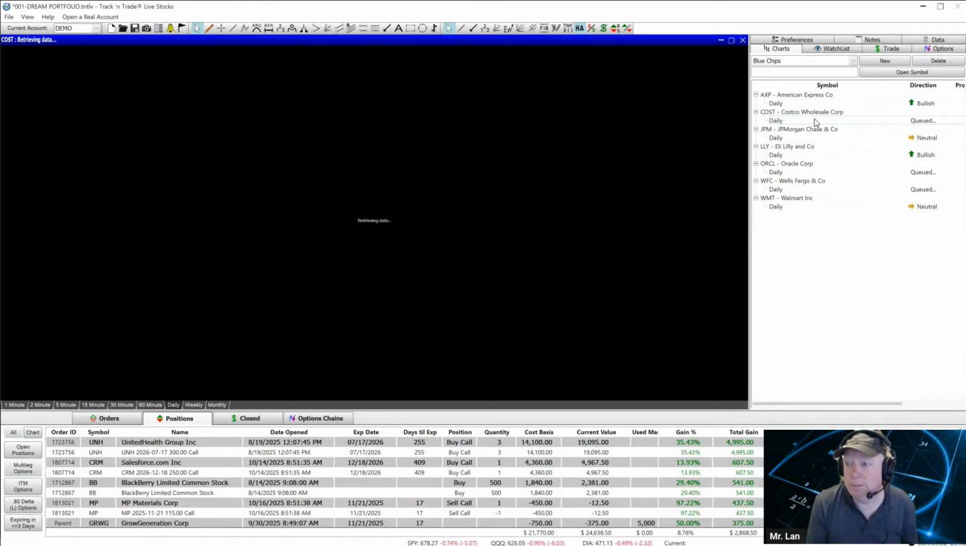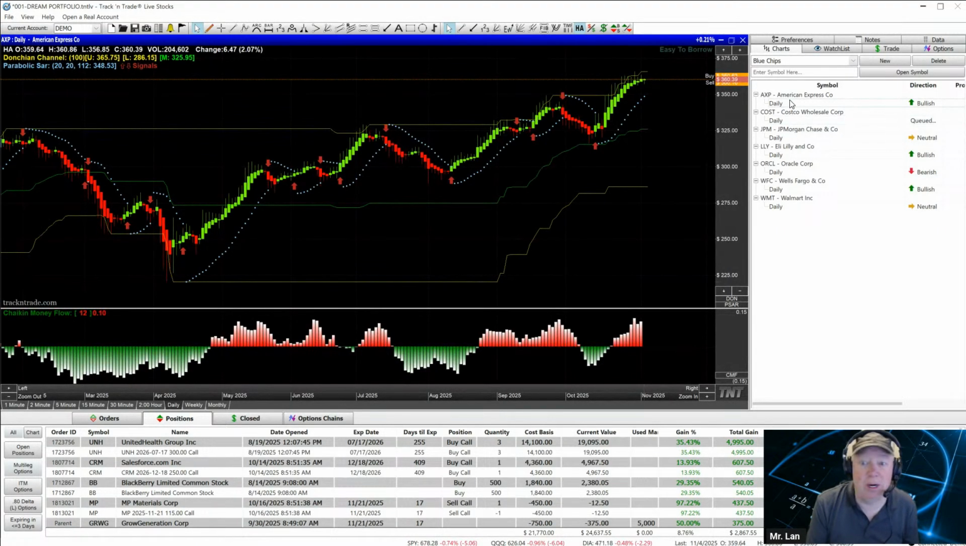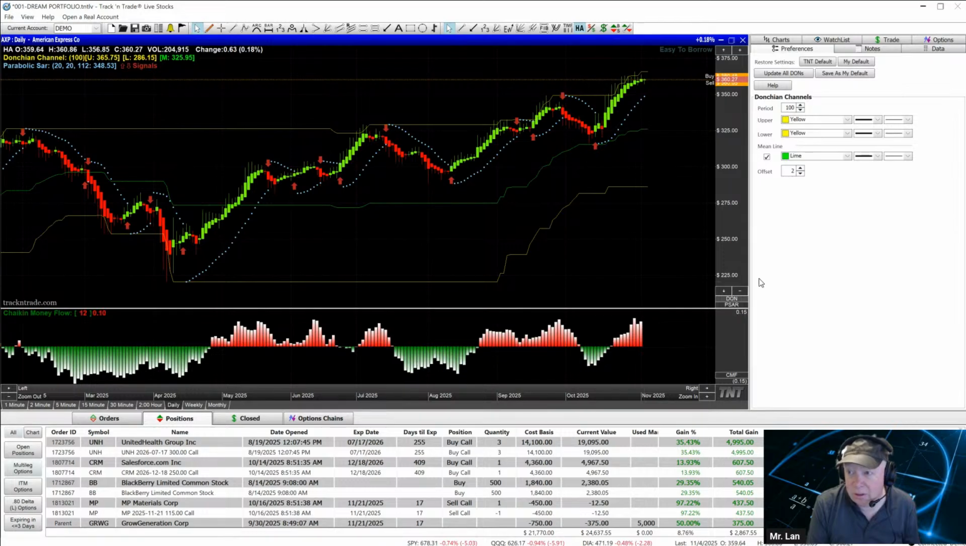So let's start with AXP, which is American Express. Now you'll notice I have a little tool on here, which is called the Donchian channel. See these lines right here? If you come down here in the bottom right corner, you can see I have DON. If you come in here, you'll notice that the period on DON, I have it set to 100.